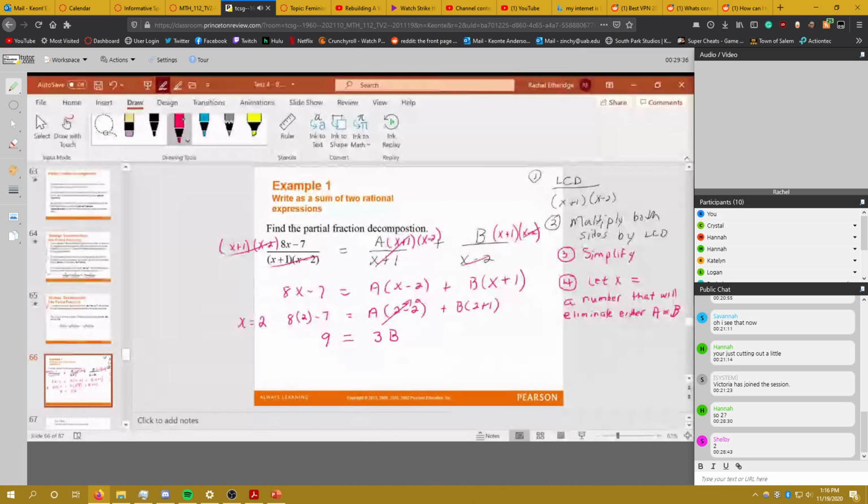So you divide by 3, and we get B equals 3. So we know that B is 3. So we know part of our partial fraction decomposition. Then I'm going to let x equal -1.